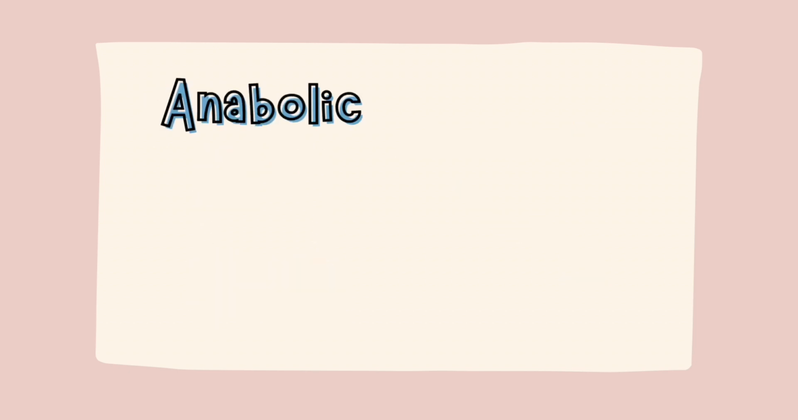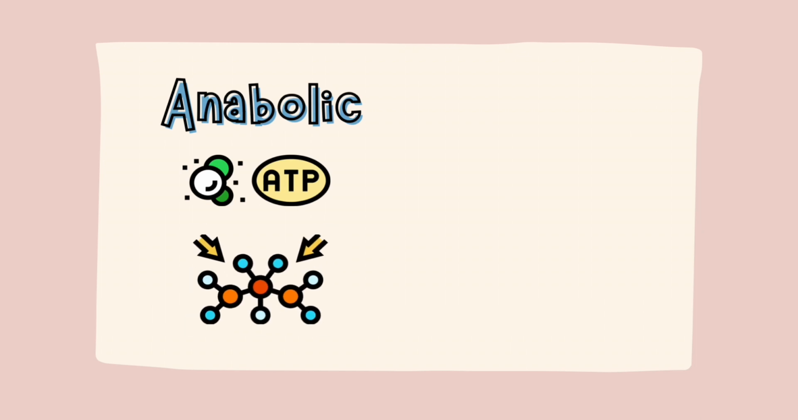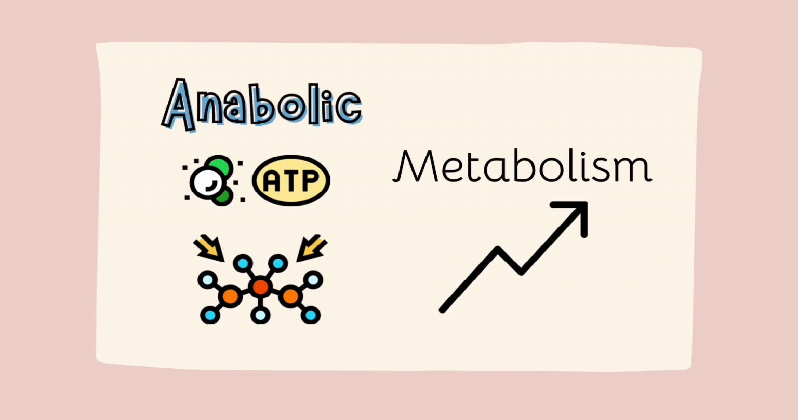Anabolic metabolism is the opposite. Your body uses energy to create chemical bonds and build stores. During anabolic metabolism, our metabolism increases due to more energy being released due to the breaking of the bonds.